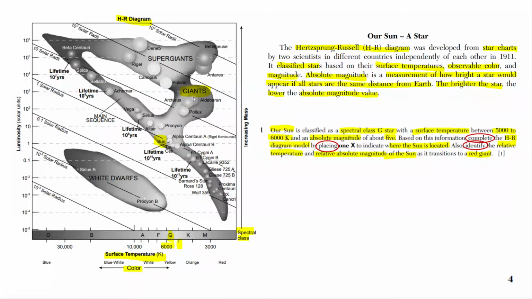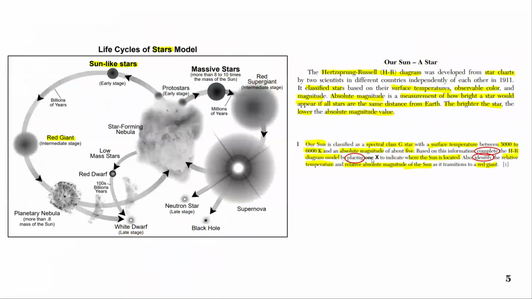And it looks like giants would be a higher mass and they would be a higher luminosity, and giants would also be a lower temperature. Notice that if the sun is 6,000, giants are actually a lower number. So lots of information here.